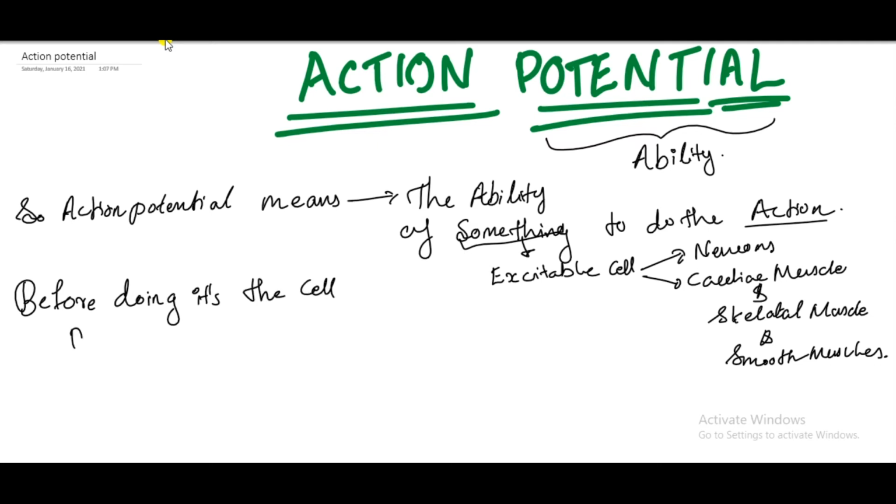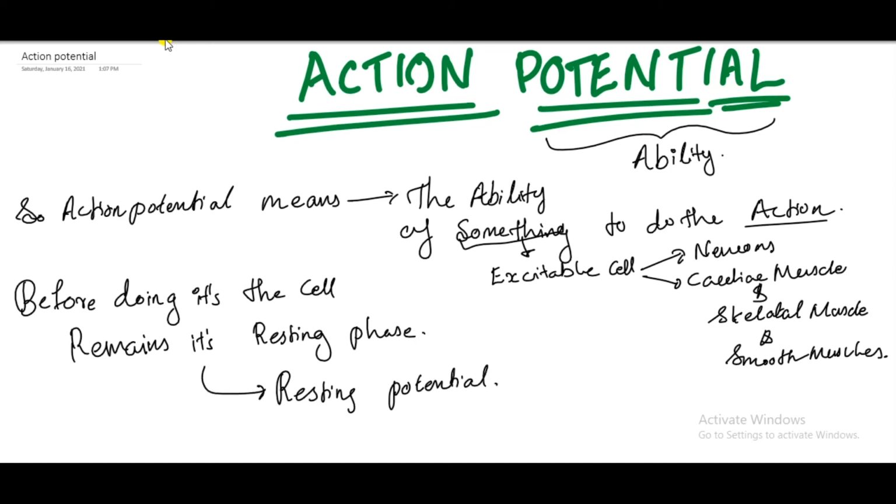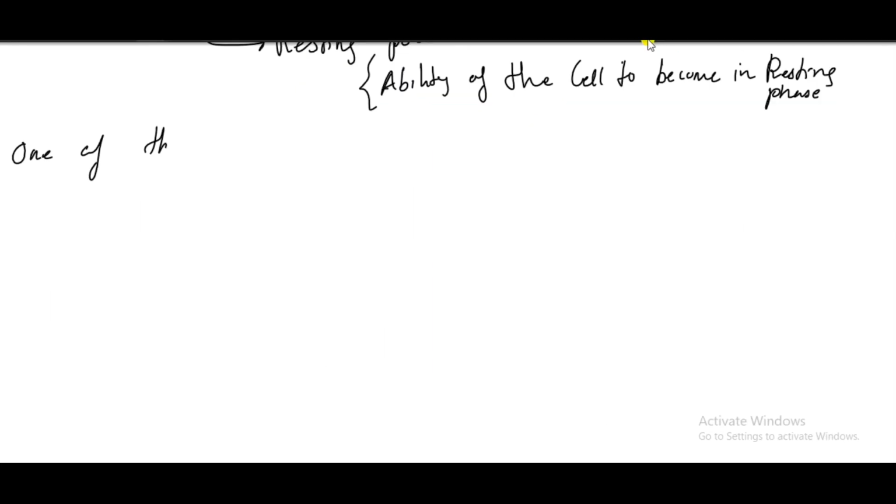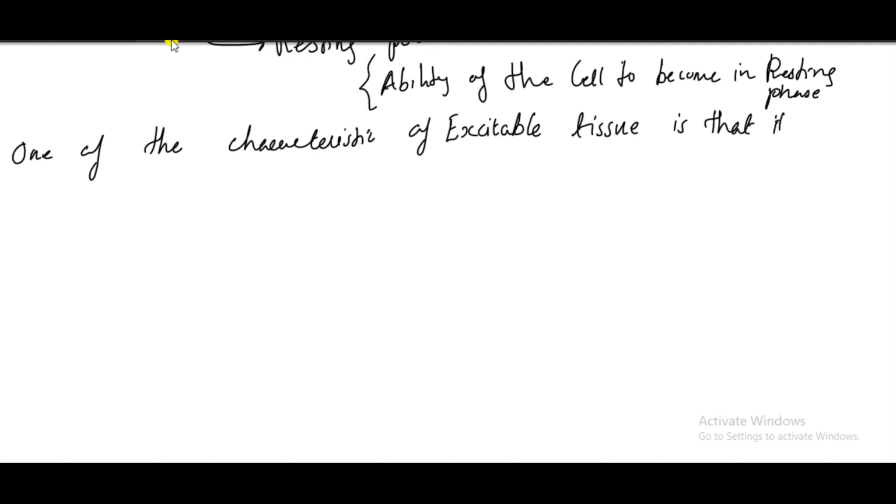Before these cells go into action, they remain in a resting phase, because before doing its action, it is in resting potential or resting phase. This resting phase is known as the resting potential. One of the characteristics of an excitable cell or excitable tissue is that its membrane is in a polarized state.